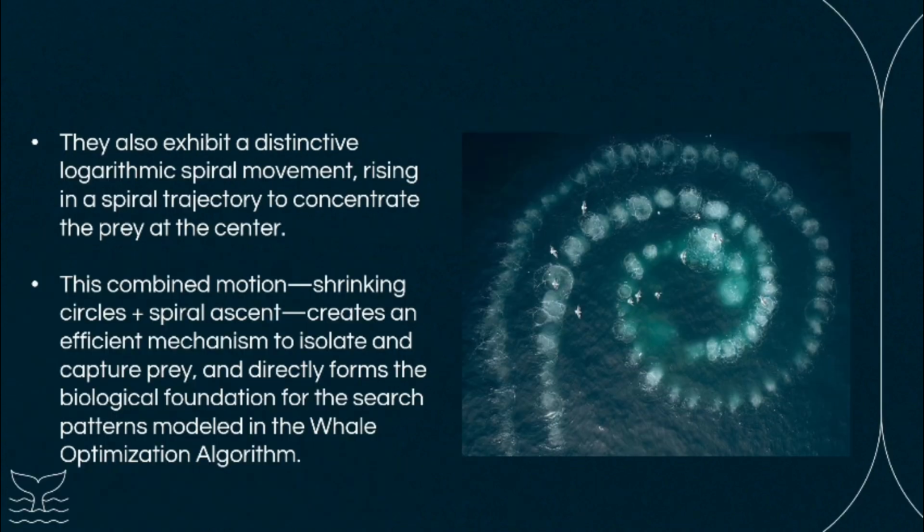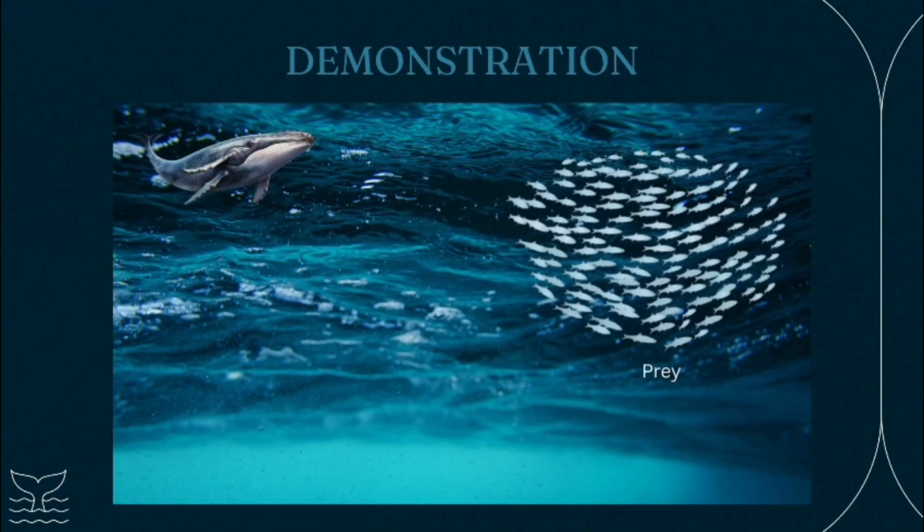They also exhibit a distinctive logarithmic spiral movement. These whales follow a spiral trajectory, often described as a logarithmic spiral. It helps the whales push the fish toward the center of the bubble net. So, together, the shrinking circles and the upward spiral motion form an efficient prey trapping mechanism. These natural movement patterns are directly translated into the mathematical model of the whale optimization algorithm.